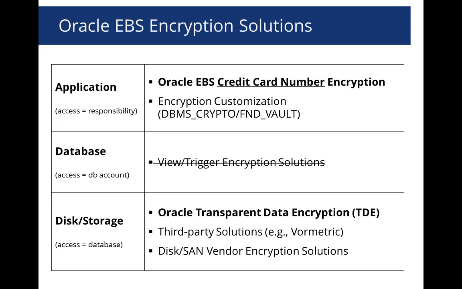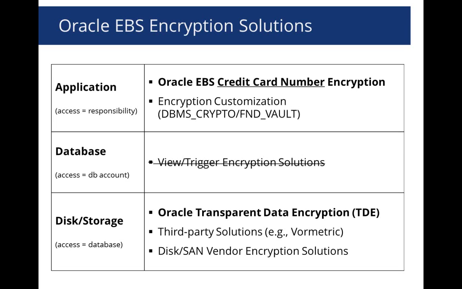And finally, the last level of encryption is at the disk or storage level. So this is basically at the database level access, so that once you're in the database, every user, if they have access within the database, sees the data unencrypted. So it's really providing you some capabilities if you lose a disk drive, if you lose a backup tape. And this is where Oracle's Transparent Data Encryption, TDE, falls in. There's a number of other third-party solutions. Most of the disk vendors also have an encryption solution, so once the data is written out.